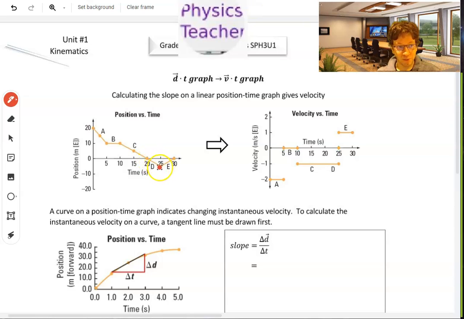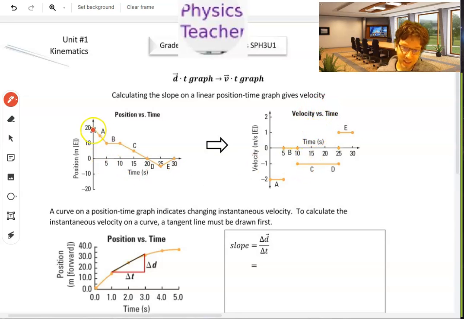And then we immediately turn around and start running or driving east at a constant velocity until we get back to the origin. So this is what's happening. But we can change this position time graph into a velocity time graph.